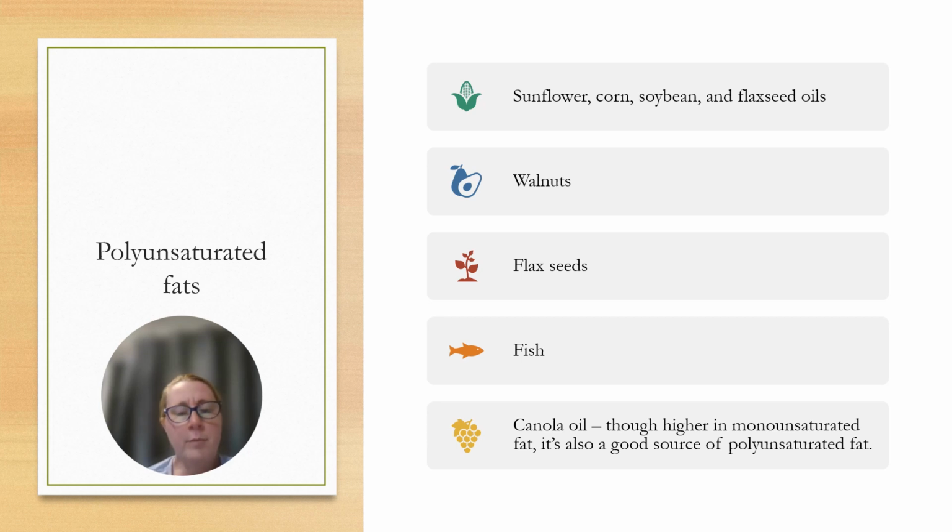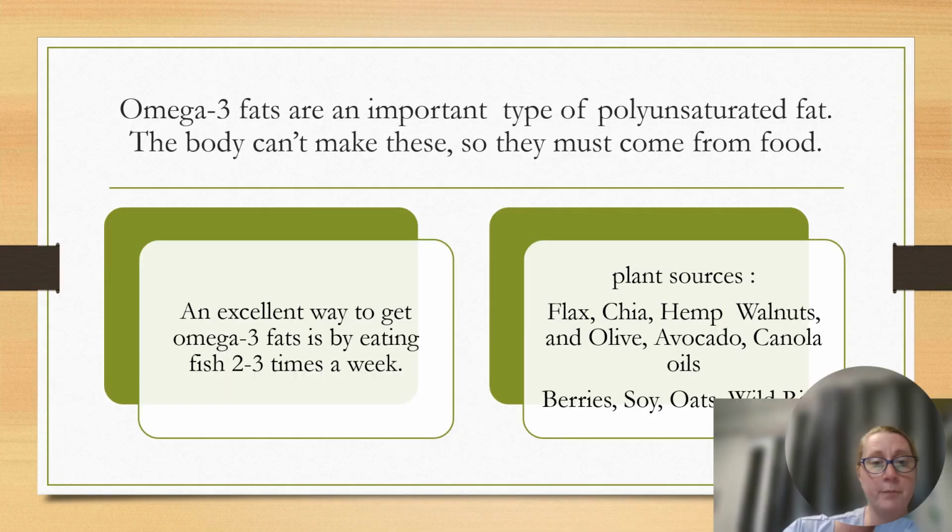Salmon, of course, Pacific salmon preferably, or Alaskan salmon as it's also known. Tuna, you can certainly do tuna in the can, just make sure it's low sodium and packed in water. And that canola oil, here it pops up again. Although it's higher in monounsaturated fat, it's also a good source of polyunsaturated fat.